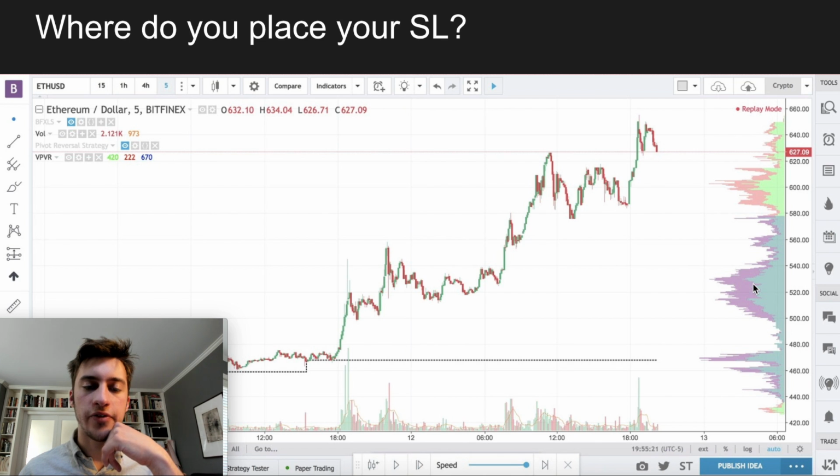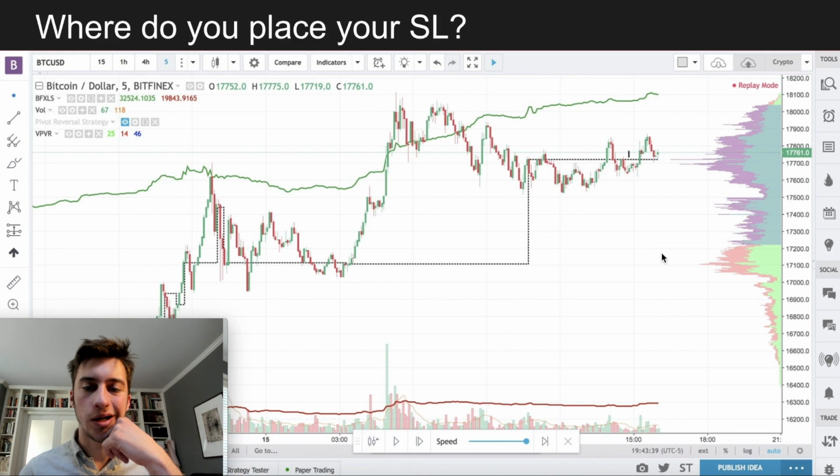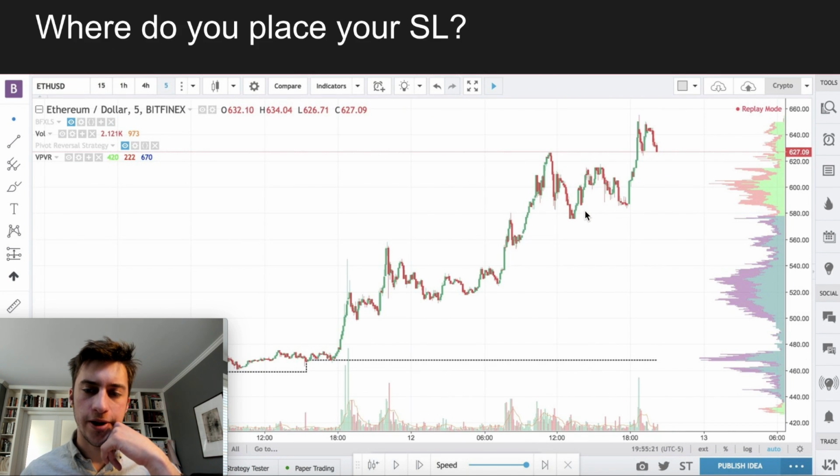Okay, so now we have another example, except this time we're in an uptrend and not really in this kind of weak uptrend consolidation market. We have a pretty clear uptrend right here. So where do you want to place your stop loss?